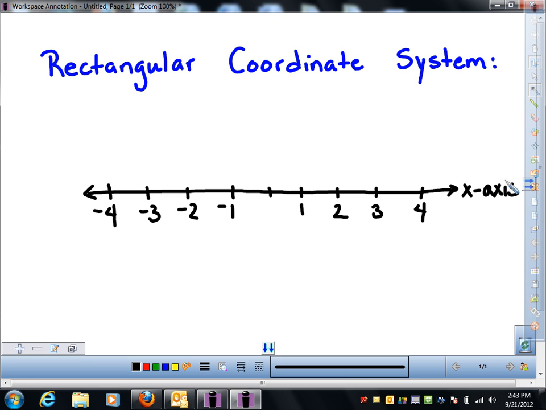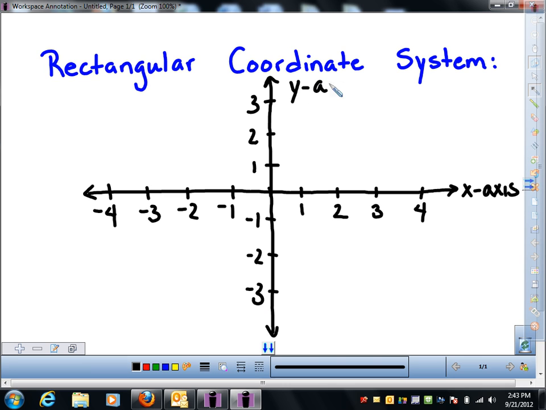We then add a second number line to our coordinate system, and we run that one vertically. Again, right through the 0 being our dividing point. And the positive numbers in this case go up, with the negative numbers going down. This number line we refer to as the y-axis.